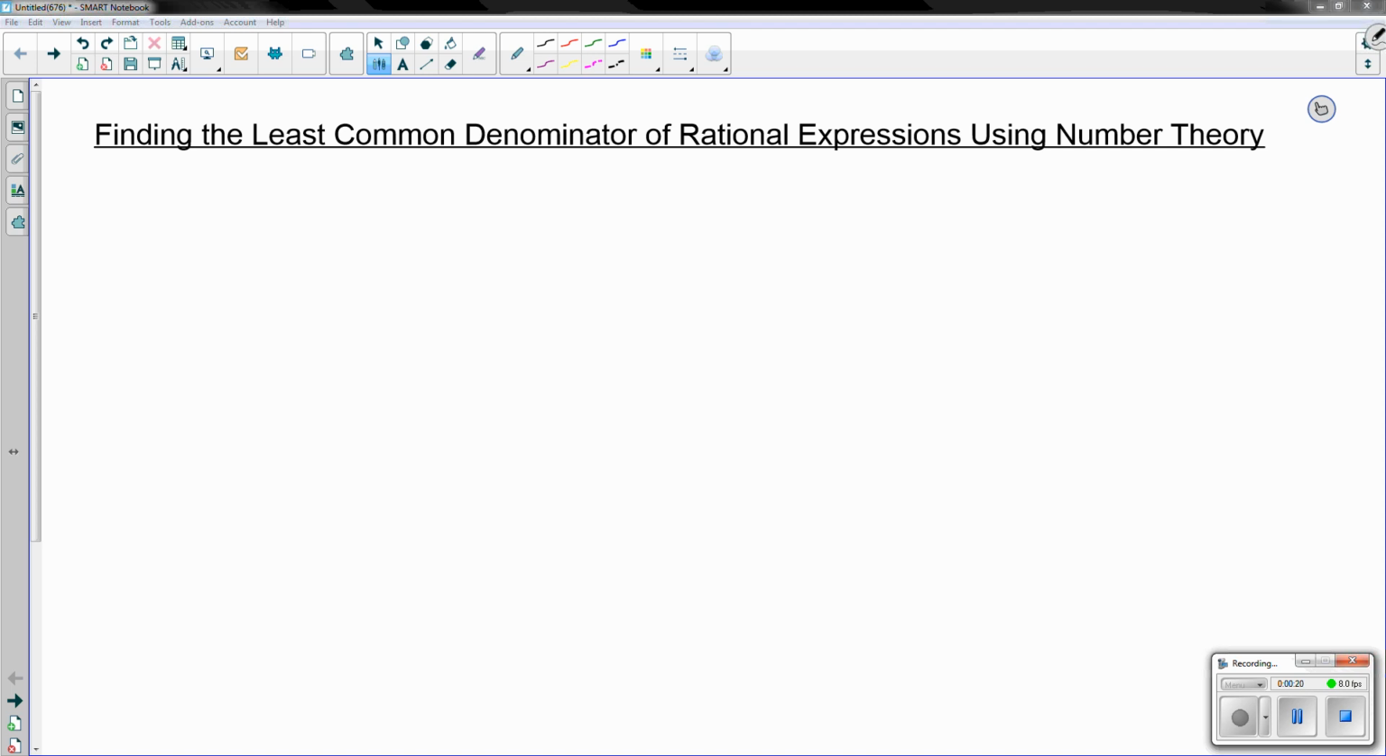So I want to give you a nice equation from number theory that will make finding the least common denominator easier. That idea is the following. If we have two things, say A and B, and we find their product, that should be equal to the GCF of A and B times the LCM of A and B.